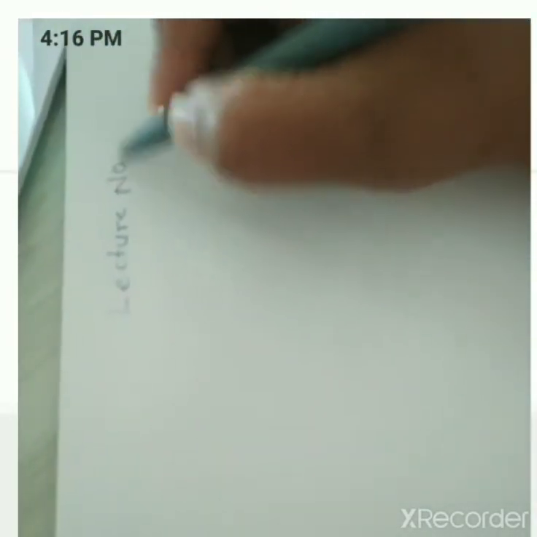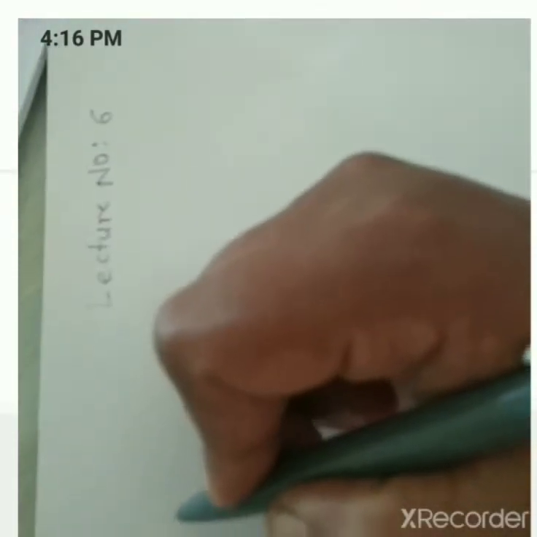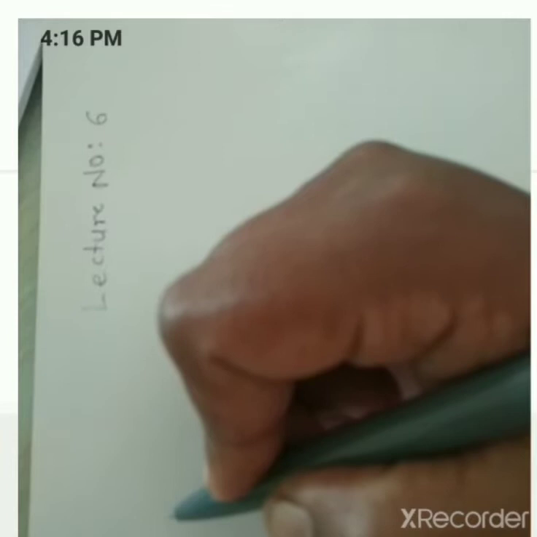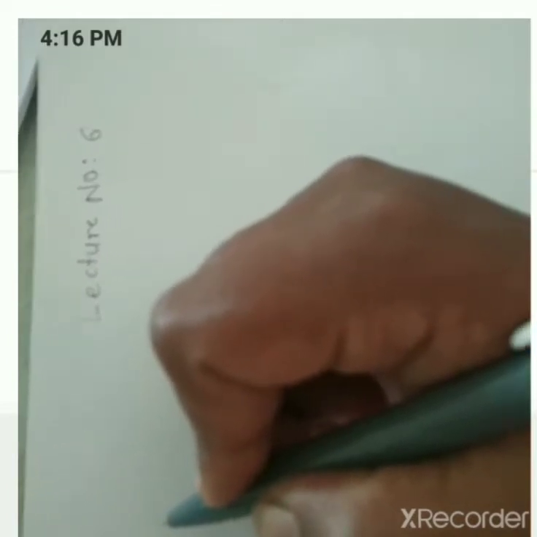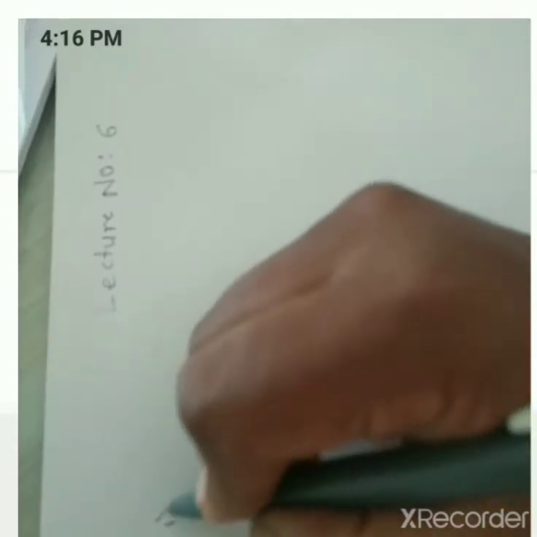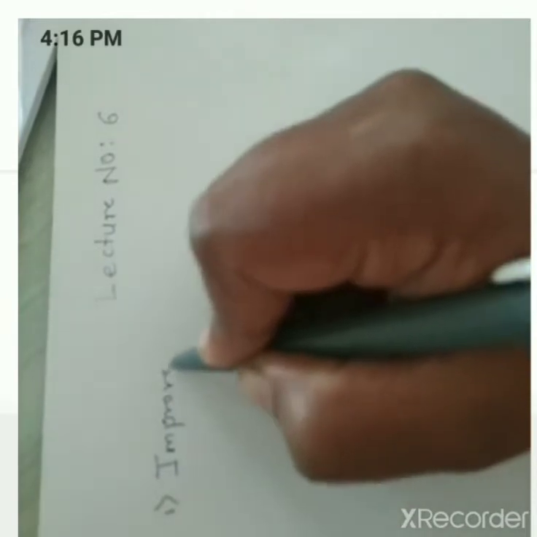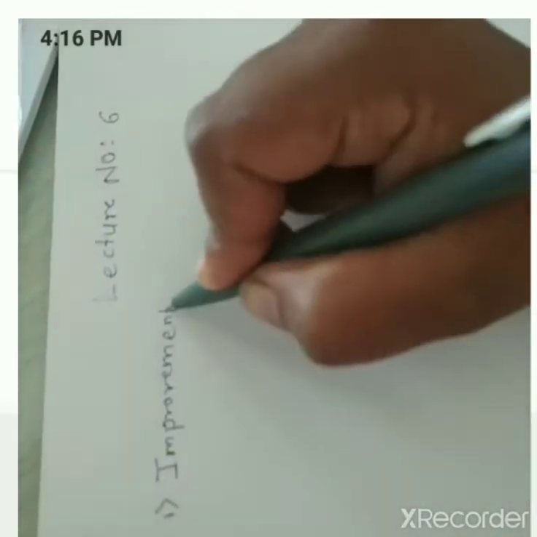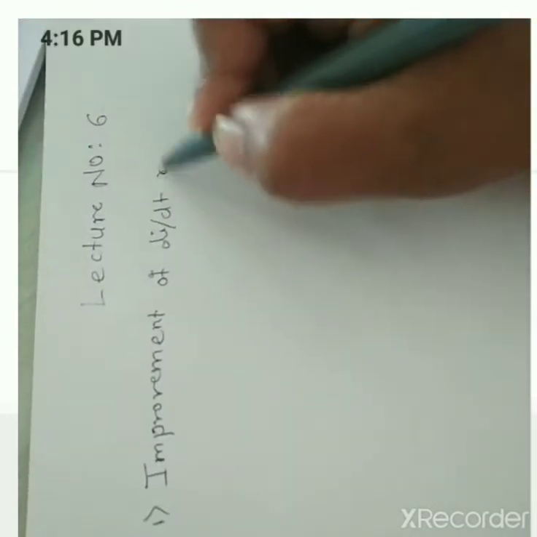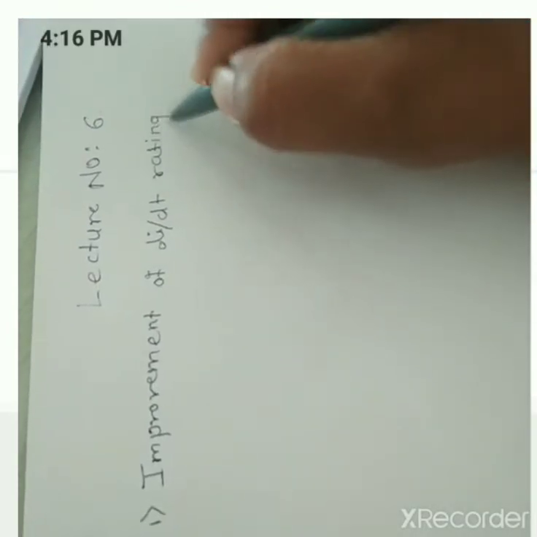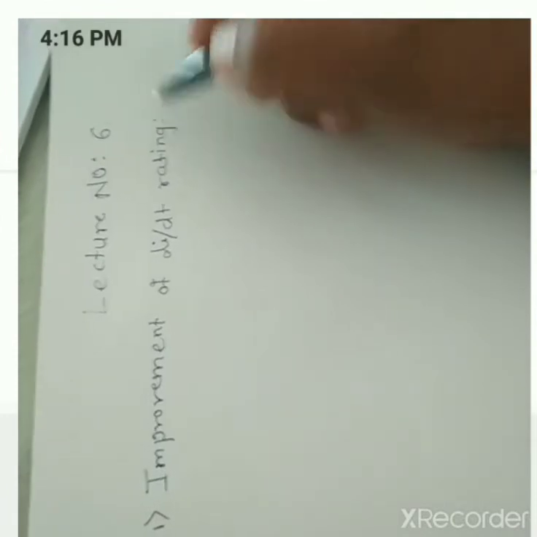Lecture number 6. In this lecture we have to learn two basic points: improvement of di by dt rating and dv by dt rating. See this one by one. First is improvement of di by dt rating. How is the di by dt rating improved?